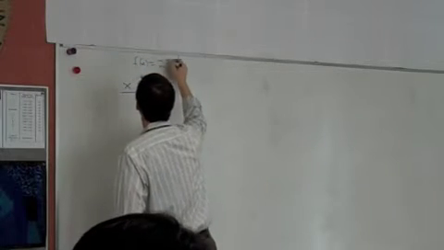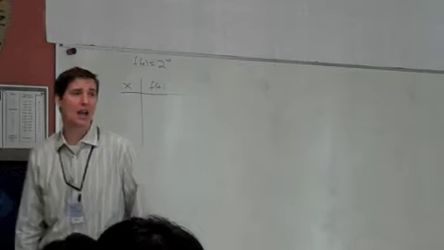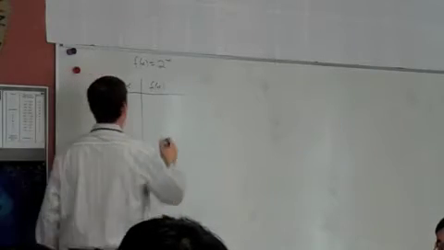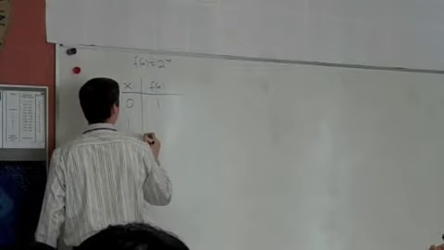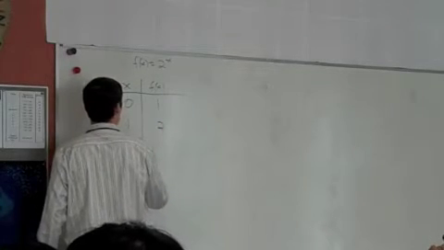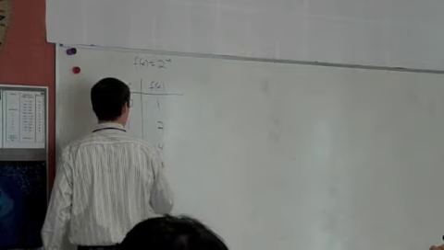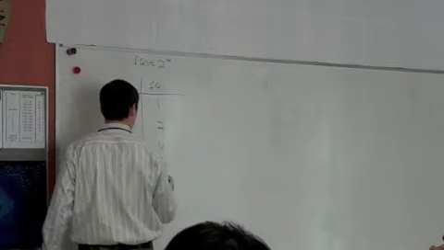Okay. The 2 to the x function, you put in an x value of 0, what do you get? 1. You put an x value of 1 in, what do you get? 2. You put an x value of 2 in. 4. You put an x value of 3 in. 8. Do you guys remember this?